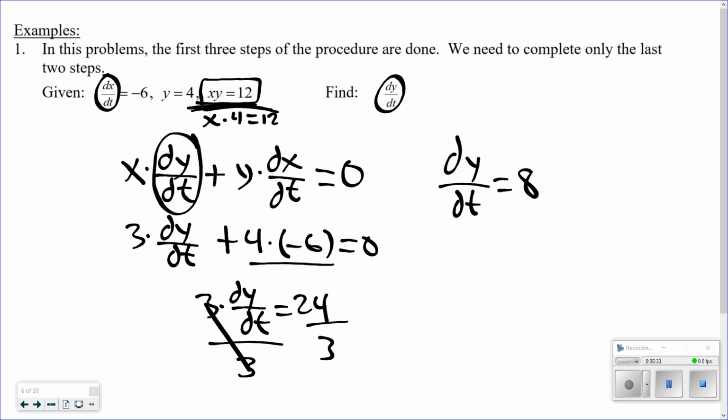Now, normally there'll be a label on these, and most problems are going to be application problems or story problems, and they'll have some kind of context. This one, it doesn't tell us, though, so we're just going to leave it just like that.